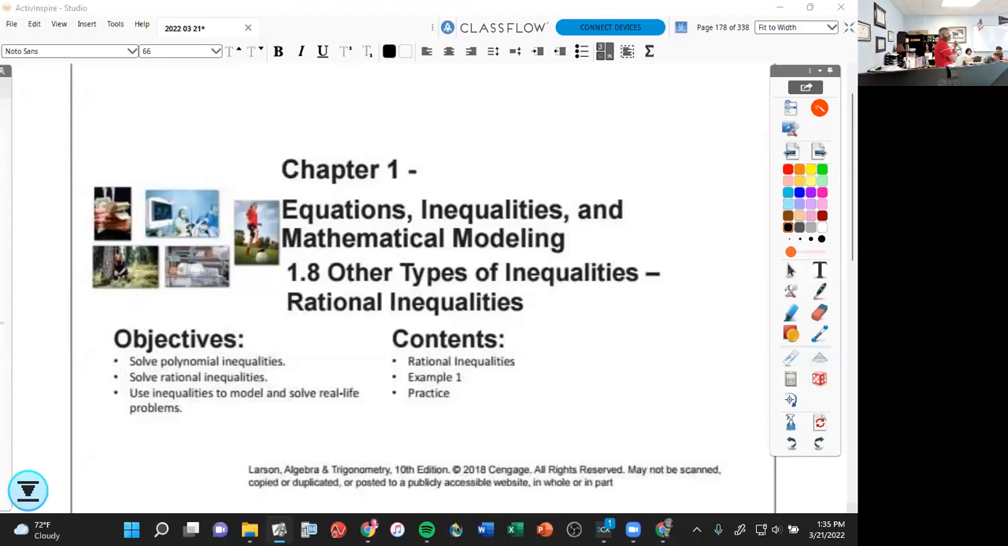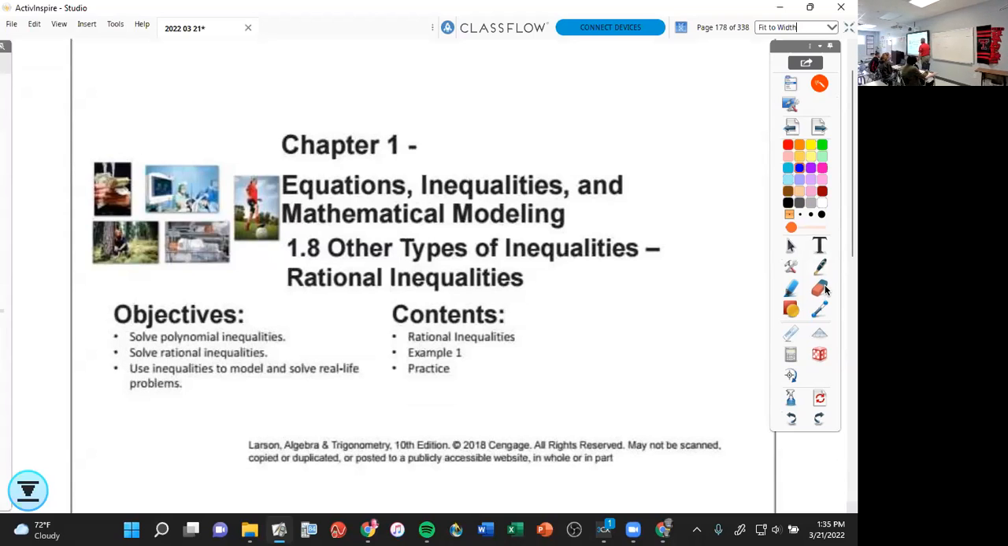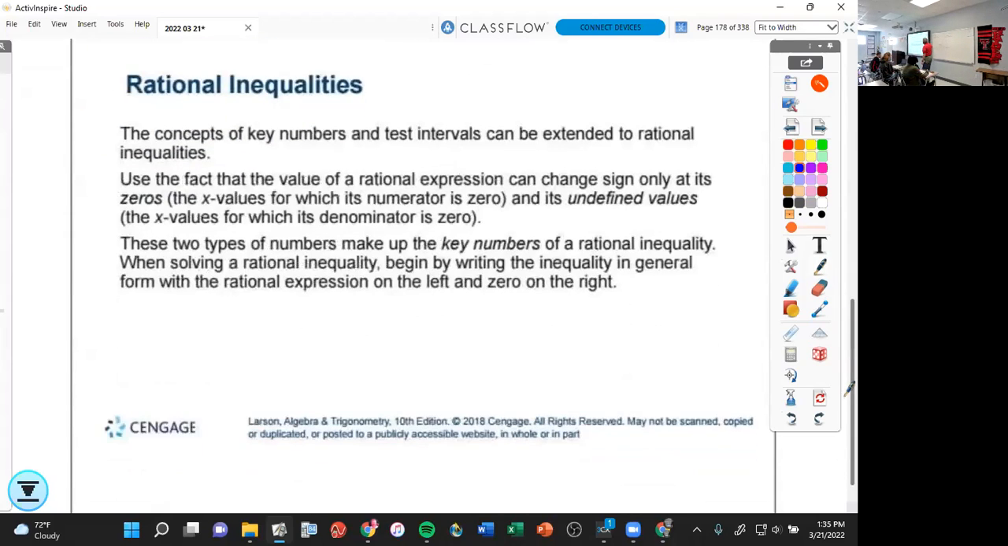1-8, other types of inequalities. We've talked about polynomial inequalities. Now we're going to rational inequalities. Rational means what? Ratio means what? Fractions. So we're going to have a polynomial divided by a polynomial. And this is, in my opinion, kind of review of what we've been doing.